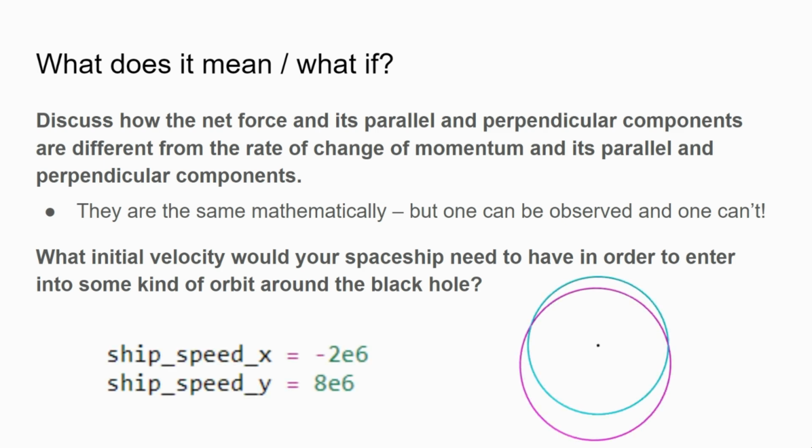The initial velocity of the spaceship needed to orbit the black hole is shown and has an x component of negative 2 times 10 to the 6th and a y component of 8 times 10 to the 6th meters per second. It makes the orbit seen by the magenta path in the included figure.